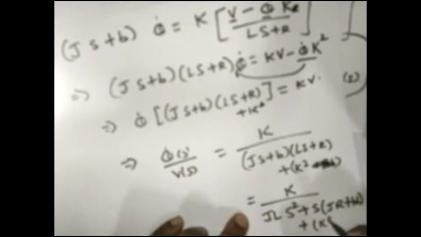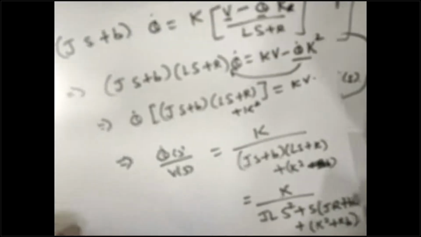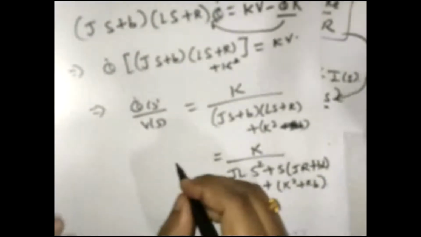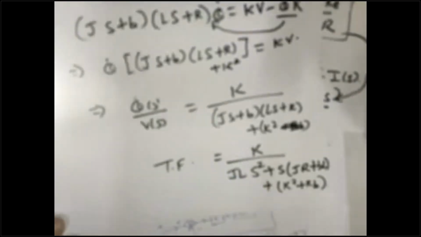Because if I open these terms, it becomes K divided by JL s square, plus, if I take s common, s times (JR plus BL), plus K square plus RB. So this is the one you can see. This is my final transfer function. We'll see what this is.